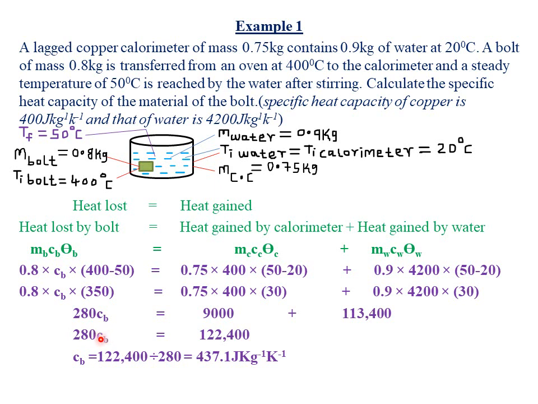So to find the specific capacity for the bolt, we simply divide both sides by 280. So the specific capacity for the bolt is equal to 122,400 divided by 280, which gives us 437.1 joules per kilogram per Kelvin. So notice that this one is correct to 4 significant figures.